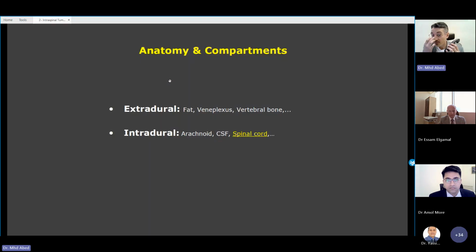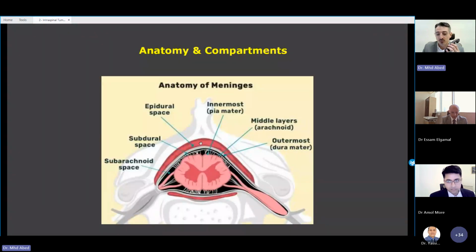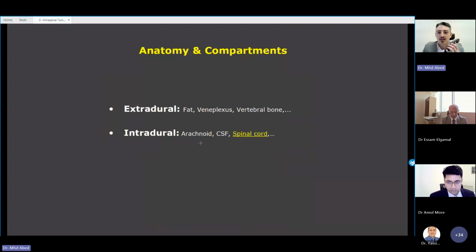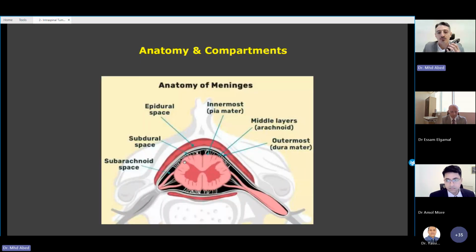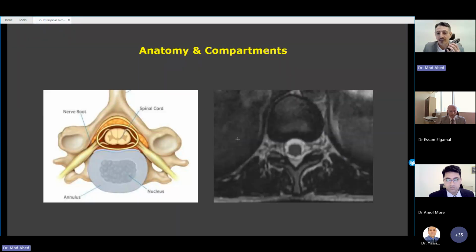About the compartments of the spinal canal: as we said, we have the extradural space, which contains fat tissue and the venous plexus, and the vertebral body is outside this region. And in the intradural space, we have arachnoid trabeculae, CSF, vessels, and of course the spinal cord inside.